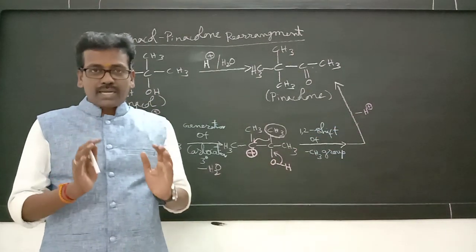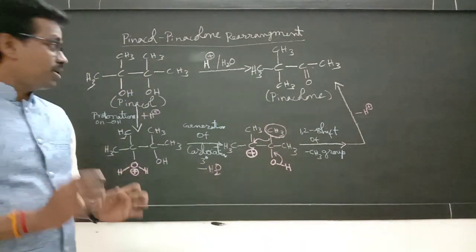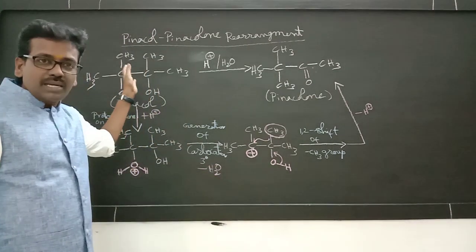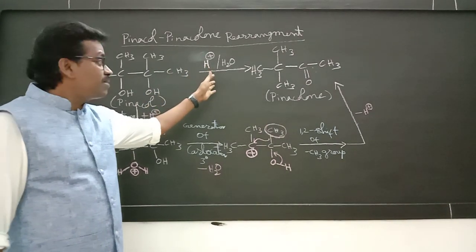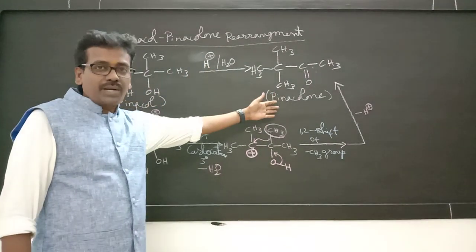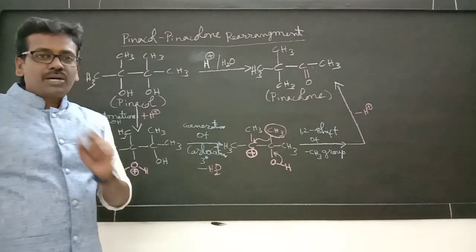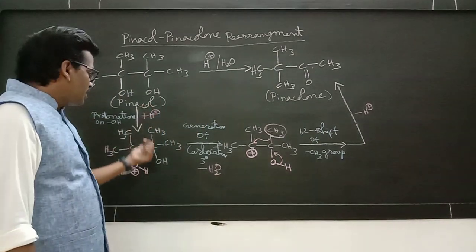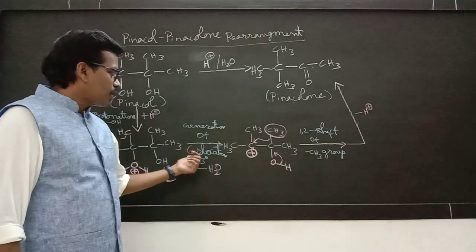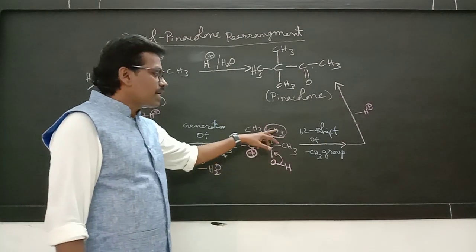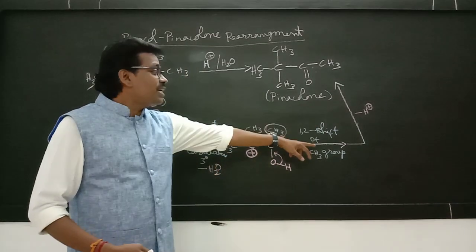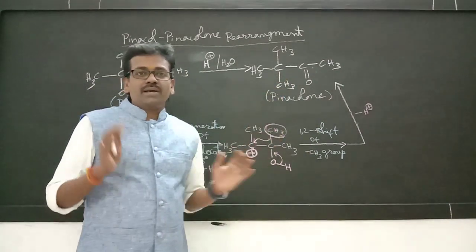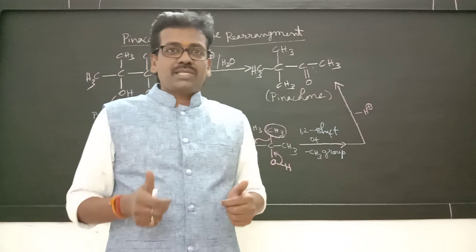So now I conclude the overall rearrangement. Our starting material is Pinacol under the reagent conditions of mineral acid. It gives a product of Pinacolone. And the points to be noted are: in the first step, generation of a carbocation. Second step is the migration of the methyl group from the first position to the second position. Finally, loss of water gives you the Pinacolone product.